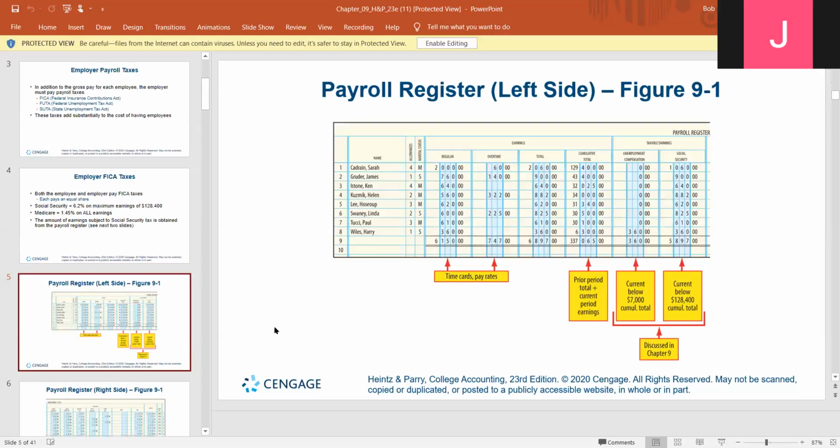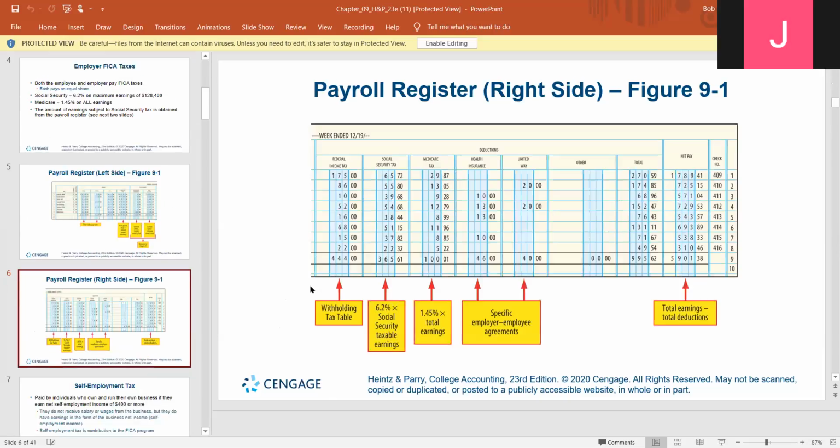So where are we going to get the number to pay the Social Security? Well, it's going to be the same as the employee. We're going to go to the payroll register, and we're going to find the Social Security tax number, and we're going to find the Medicare tax number. There it is. So that becomes a company expense on top of the liability that came from taking the money out of the employee's paycheck.